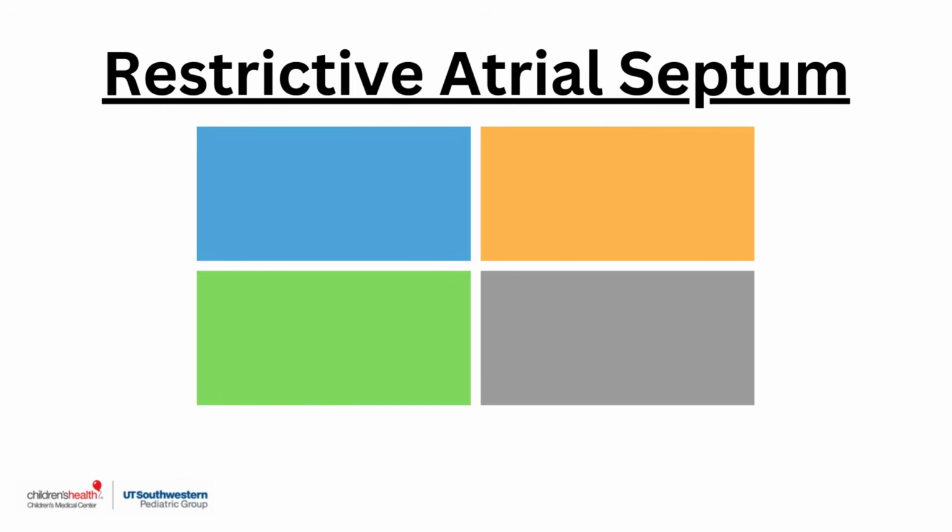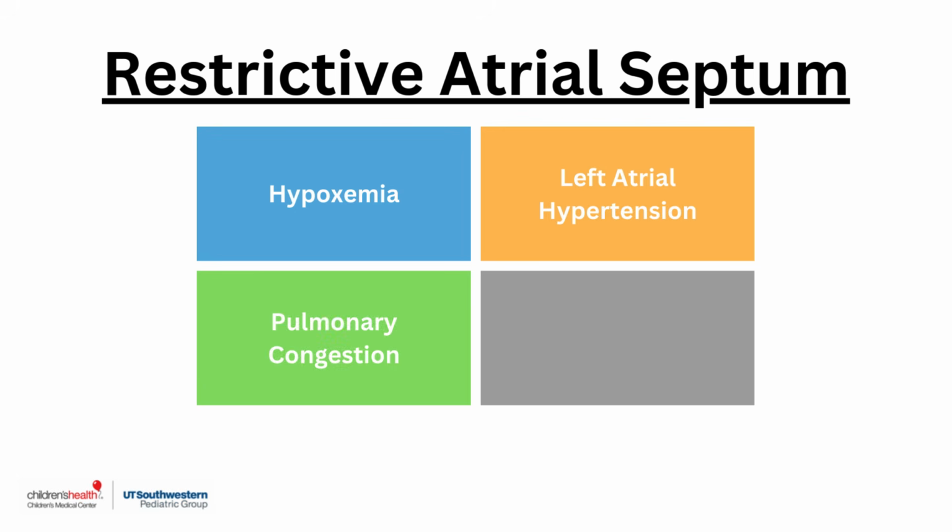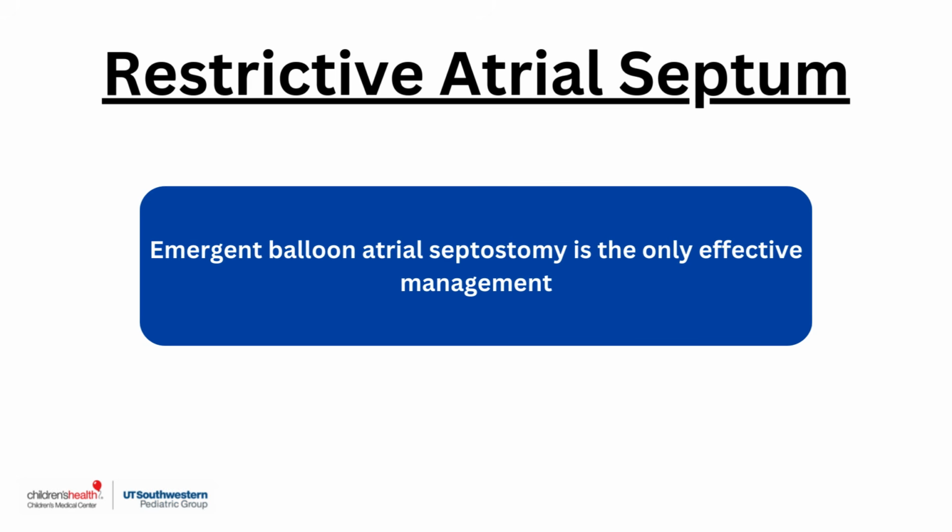In patients with transposition, a restrictive atrial septum can be very deadly. So let's walk through what the symptoms of a restrictive atrial septum are. First, they're going to be hypoxemic. There is just not enough oxygenated blood making it to the systemic circulation. They also have signs of left atrial hypertension, and this is generally displayed by pulmonary congestion because there is a back pressure against the pulmonary veins, leading to increased pulmonary edema. And lastly, they can have low cardiac output. If a patient has these signs, we must assume that they have a restrictive atrial septum, and the only treatment for restrictive atrial septum is an emergent balloon atrial septostomy to open the atrial septum.